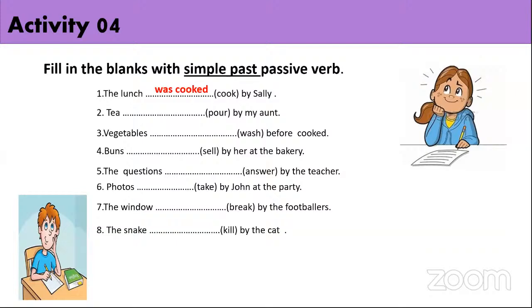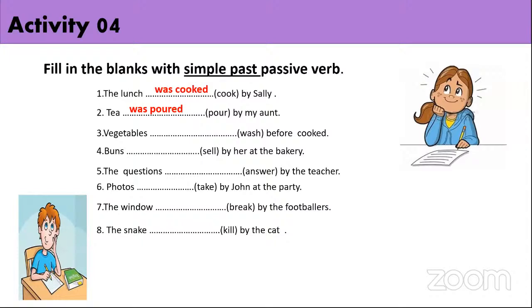Number 2, tea. Pour by my aunt. Now you know the verb pour. What is the past participle verb form of that? You know. Then you just look at the noun tea. Once again, it is singular. As it is simple past, you have to use was. Then the past participle verb of pour, poured. Was poured.